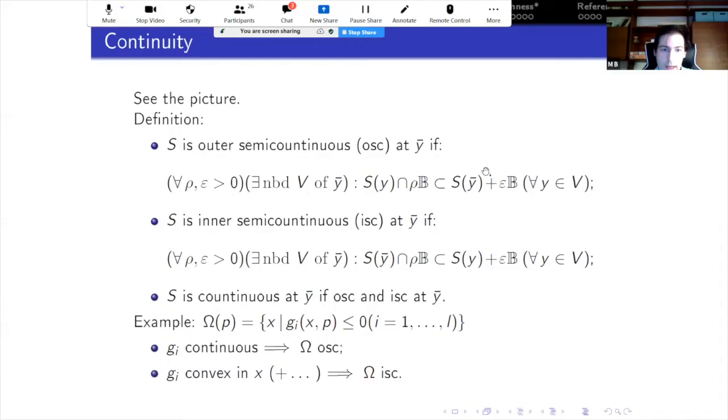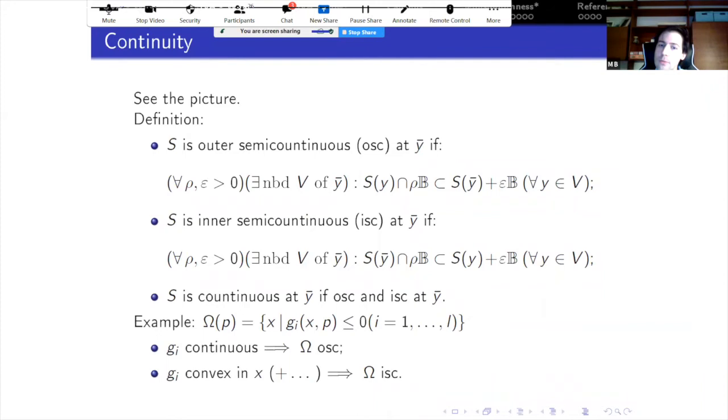Now here are more formal definitions. Actually, these are not typically the definitions; I just use this to give you some geometrical interpretation. With outer semi-continuity, the requirement is that the sets S of Y, as Y is near Y bar, need to be covered by some epsilon enlargement of the fixed set S of Y bar, right? That's why in the picture, if we make S of Y bar larger, the whole set there, then we will have this property. There will be nothing too big in the neighborhood.